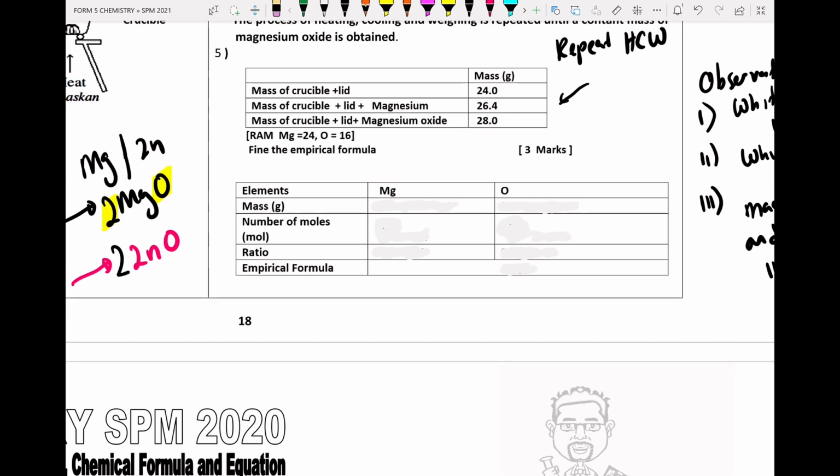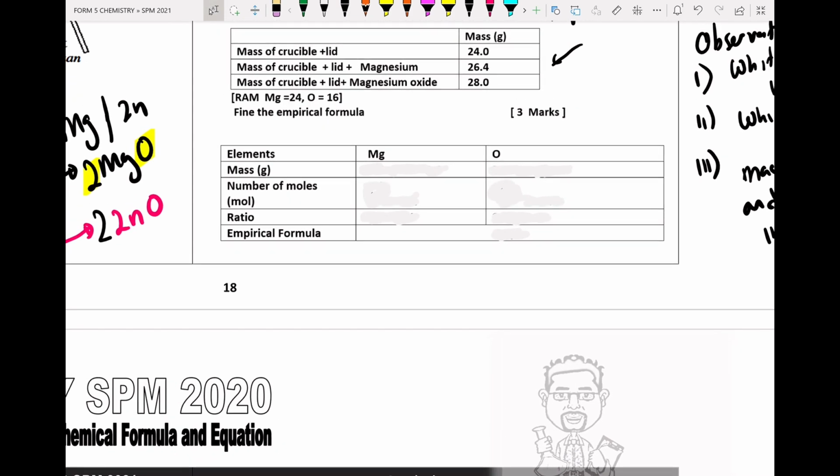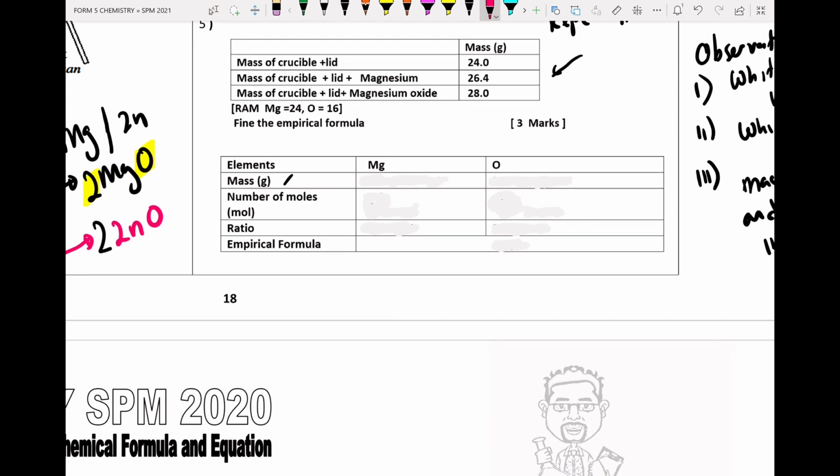From here, we need to determine the empirical formula of magnesium oxide. First thing, do the table and find the mass of magnesium. How to find the mass of magnesium? Just cut the mass of crucible and the mass of lid. So I have the mass of magnesium: 26.4 minus 24.0, so we will get 2.4 gram. How to find the mass of oxygen? The mass of crucible cancels, lid cancels, magnesium cancels, so we have the oxide. So 28.0 minus 26.4, we will get 1.6.